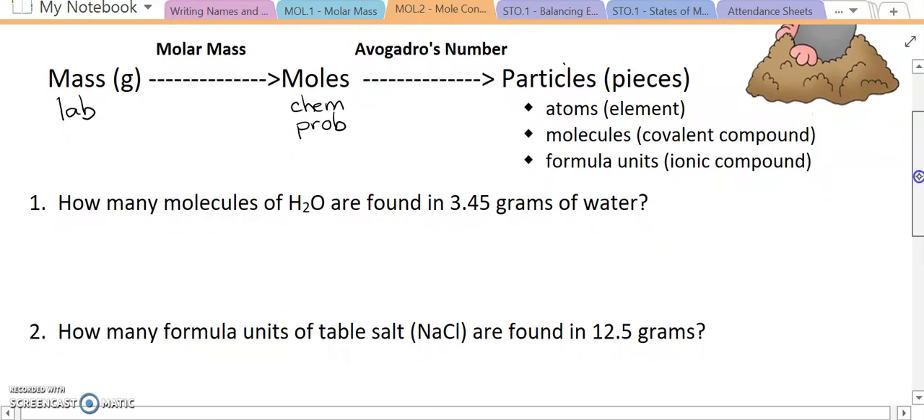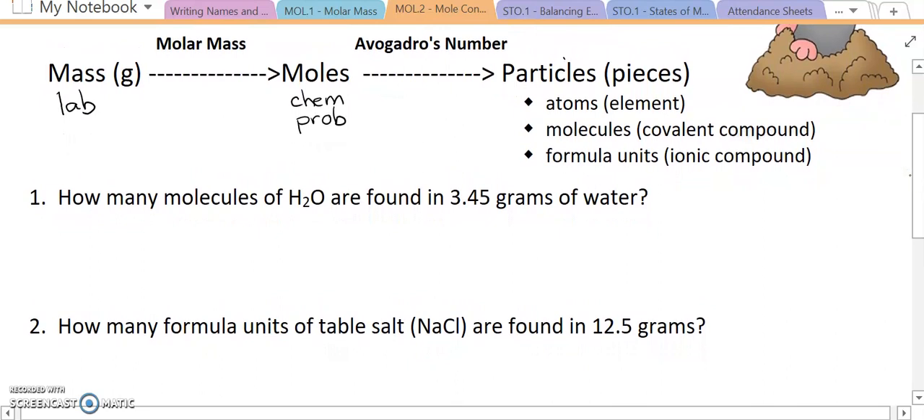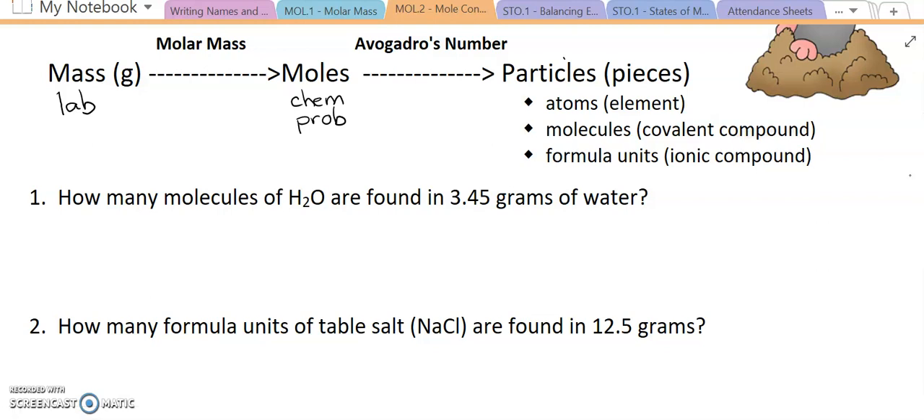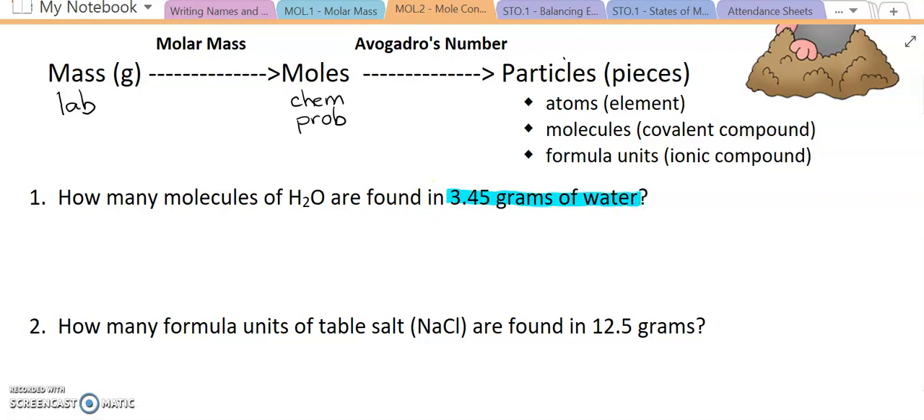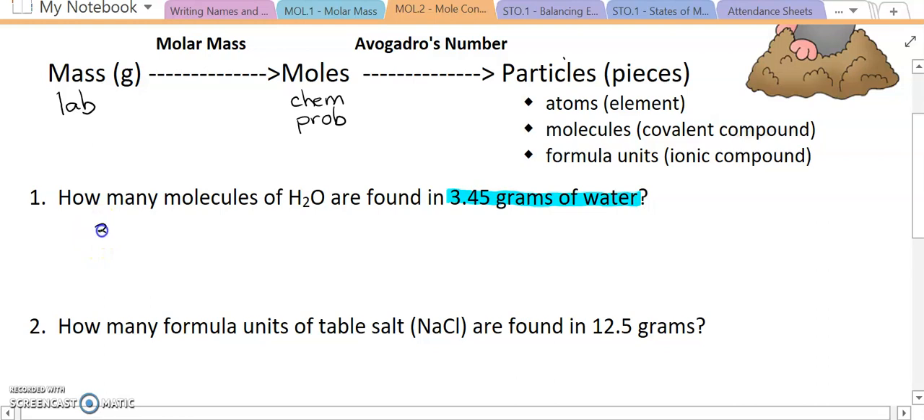And like every other chemistry problem you're ever going to do, it is really important to read the question and pay attention to the units. So, how many molecules of water are found in 3.45 grams of water? In the chemistry problem, you are going to have a number and a unit, and that is always going to be your starting place. So I'm going to take this 3.45, but don't forget the grams.